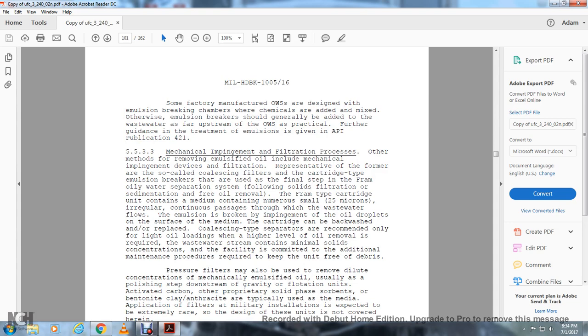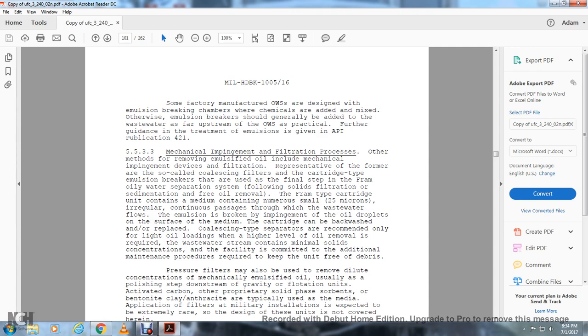Mechanical impingement and filtration process. Other methods of resolving emulsified oil include mechanical impingement devices and filtration, represented by the so-called coalescing filters. Cartridge type emulsion breakers are then used. The final step of the FRAM oil-water separation system follows solids filtration, where sediments and free oil are removed with the FRAM type of cartridge, which contains numerous small 25 micron metal patches regulating the continuous flow of the wastewater.